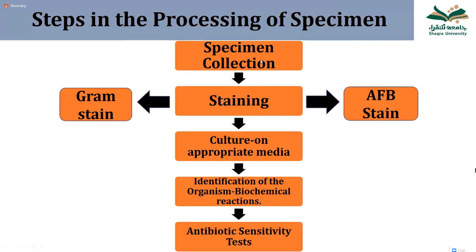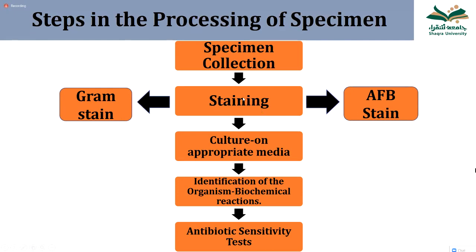When the specimen is collected, what next thing do we do? We do some staining over that. Staining means putting color on the bacteria. So the bacteria will become colorful and we can see the bacteria easily under the microscope. The most common method of staining we use is gram stain. But for some bacteria like mycobacteria, we use AFB stain or acid fast stain or ZN stain. There are many names of this stain.